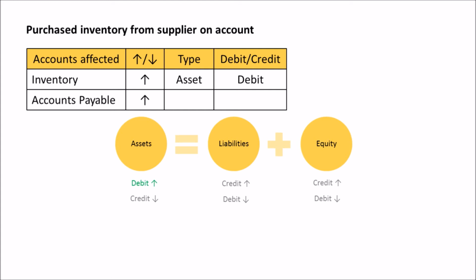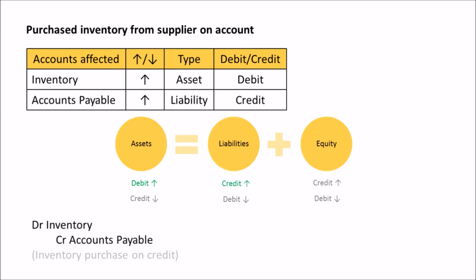What type of account do you think it is? Who supplied the inventory to the business? The inventory is provided by the supplier, an external party, so it is a liability. The business took inventories from the supplier but has not paid yet. He needs to pay the supplier one day to settle the amount owing. An increase in liability is a credit entry. Thus, the journal entry to record this transaction is to debit inventory and to credit accounts payable.